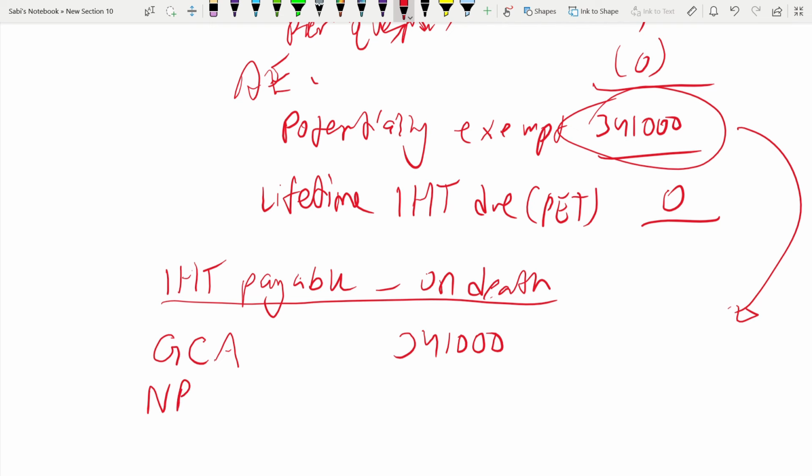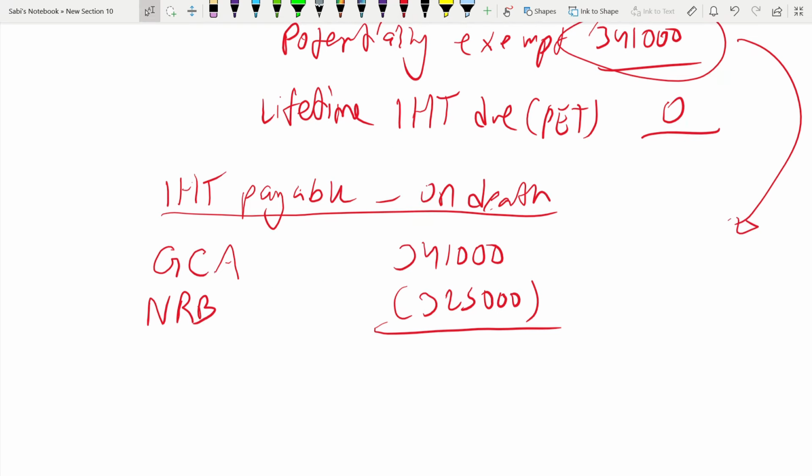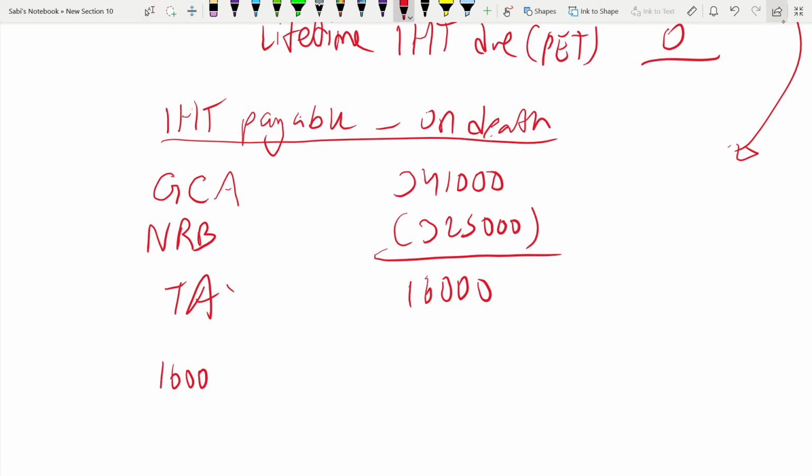Nil rate band. No residence nil rate band. No lifetime gift, so the full 325,000 nil rate band is applicable. They have already mentioned that. They will mention if a lifetime gift is there or not. So the taxable amount is 16,000. This will be taxed at 40%. 6,400. This is IHT due on death.